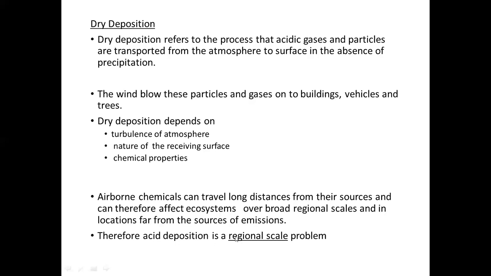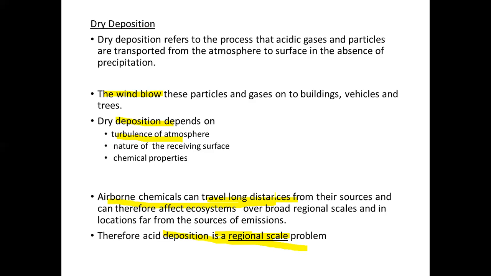Therefore, acid deposition is a regional scale problem. Remember, acid deposition is a regional scale problem. Greenhouse gas is a global scale one. Formation of photochemical smoke is a local one. But due to the wind, dry deposition depends on the turbulence of the atmosphere. And those acidic particles, sulfate and nitrate, have low density. So airborne chemicals can travel long distances from their source.